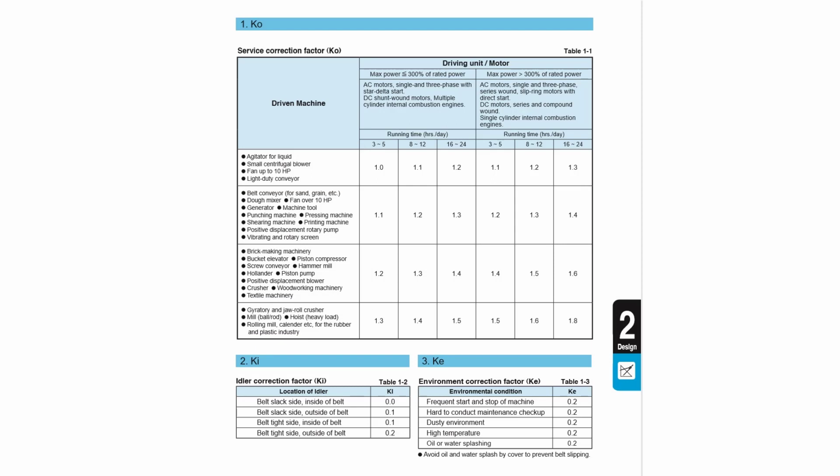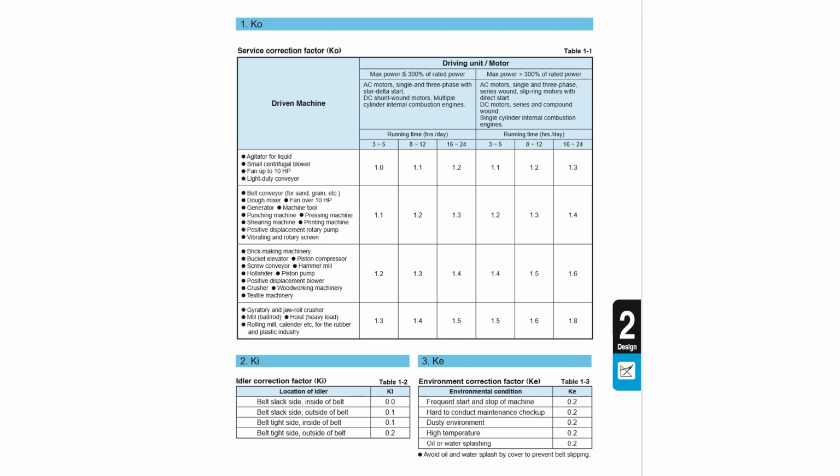Since in our case the pulley drives an aggregate mixer, it will fall into the second row, because in the second row we have dough mixer, which is not heavy duty machinery. It's more between medium duty and light duty, so it should fall in the second row.